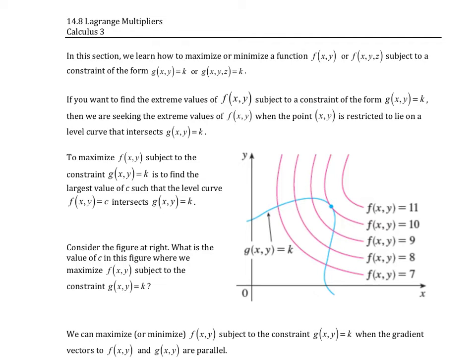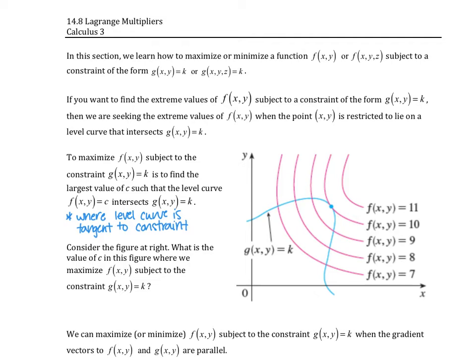So what we're really looking for is where these level curves are tangent. I'm just going to write that so we see it: where the level curve is tangent to the constraint. That's what I'm looking for, where they intersect, where they're tangent.